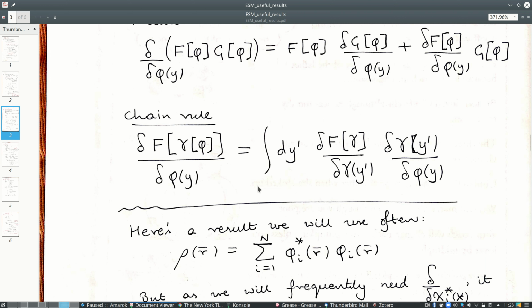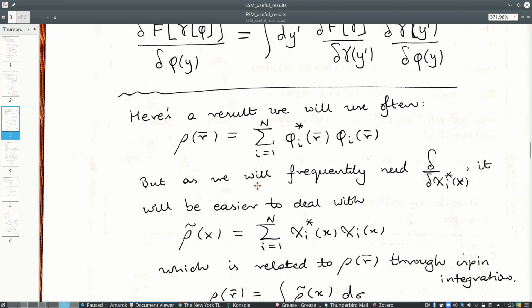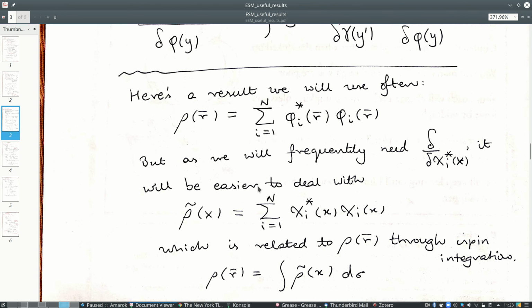Alright, so let's now just use these results and see how they work. Carsten provides more text and more explanation as to what's going on, so please look there if you need any more help. So here's something we're going to do quite often. We have density, rho, remember, given by the sum over i going from 1 to n of phi i star phi i. Phi i is the spatial part of the spin orbital chi i. Now we will frequently need to perform this kind of derivative, the functional differentiation with respect to chi i star at x.